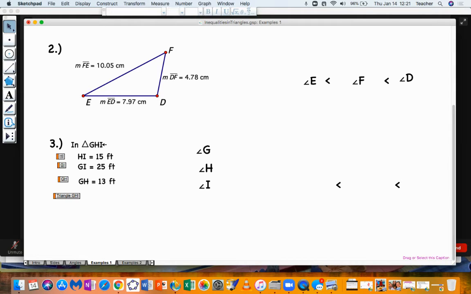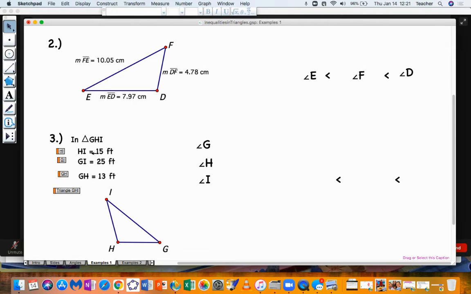Here's my advice on this one. If you don't have a diagram, draw one. I will show you a shortcut, but if you don't have a diagram, draw one. It doesn't have to be accurate, right? GI doesn't have to be 25, and just draw you a diagram so you can see a triangle, visualize it. All right, and then substitute what you know. I know it gives me HI is 15. So in my triangle, I'm going to put 15 at HI. It tells me GI is 25. It tells me GH is 13. Again, don't worry about if your triangle is accurate or not. I just need a visual.